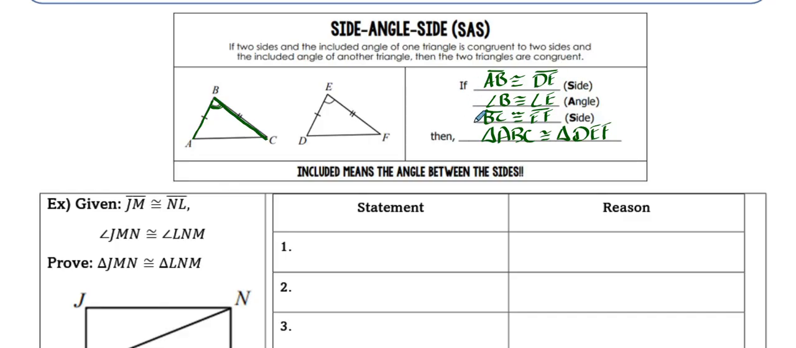So if we can get to these three statements, if we can show that we have a side that's congruent to another side, an angle that's congruent to another angle, and the next side over is congruent to that next side over, then we could say that these two triangles are congruent.